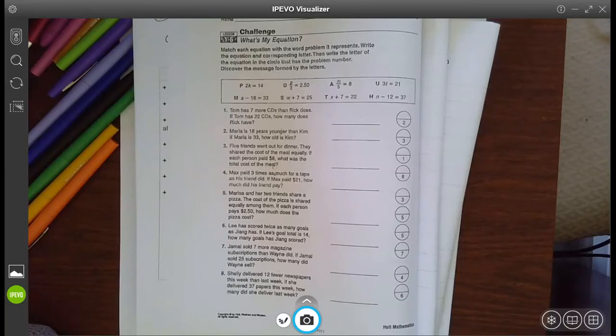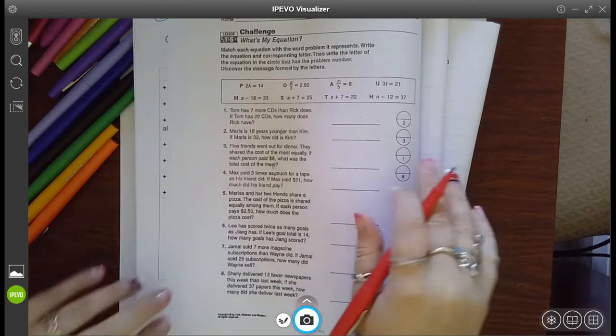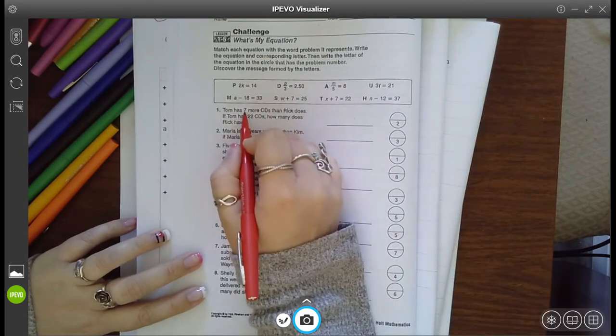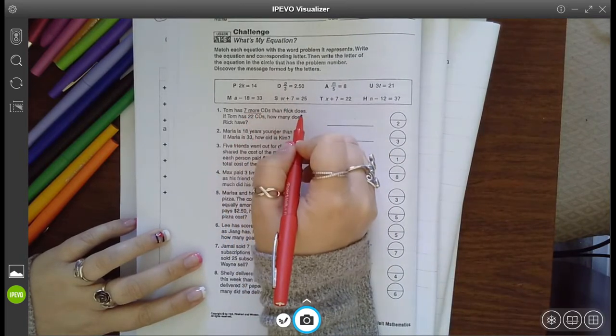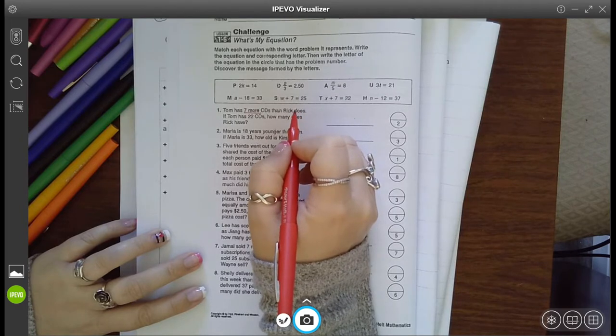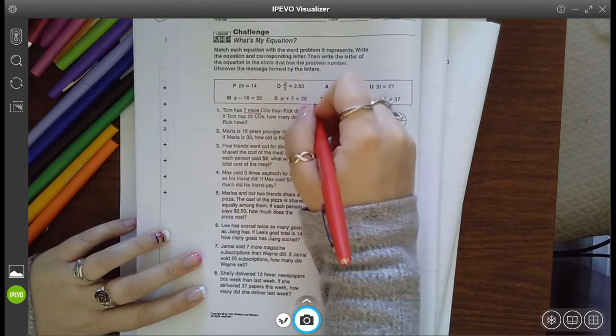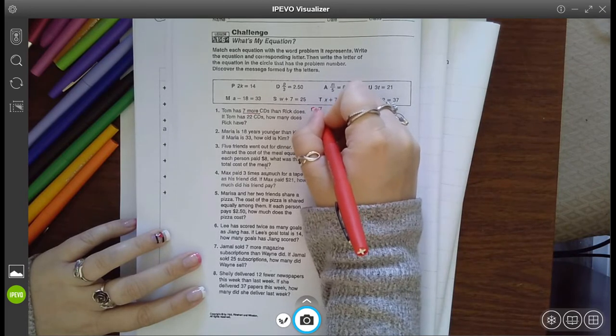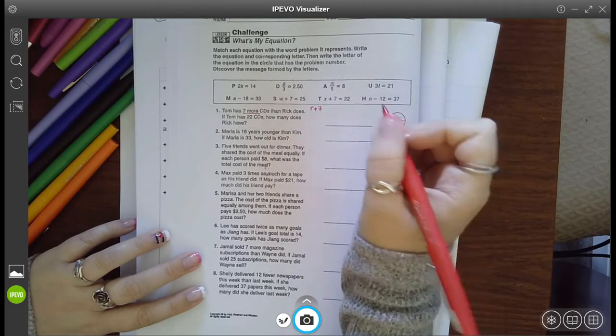Hello, my little mathematicians. We're going to practice changing word problems into equations, or writing an equation from a word problem. So let's take a look at number 1. It says Tom has 7 more CDs than Rick does. So let's focus on that. Tom is however many Rick has plus 7. As of right now, that's what I know.